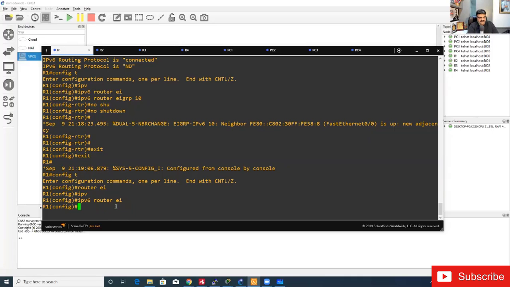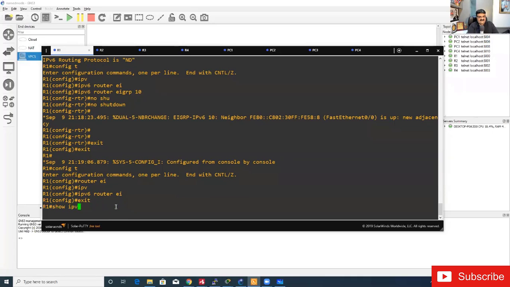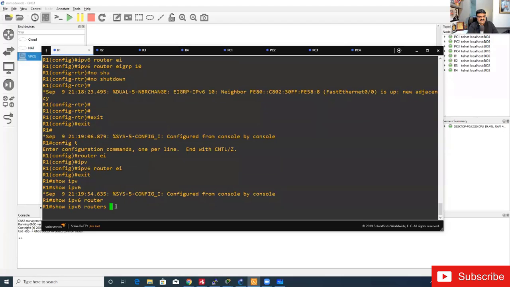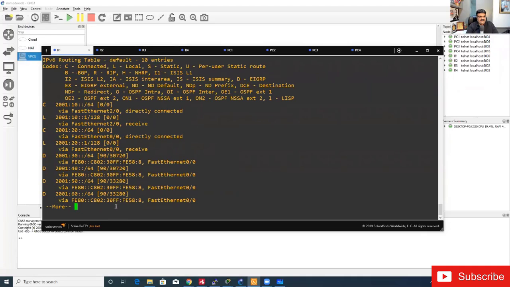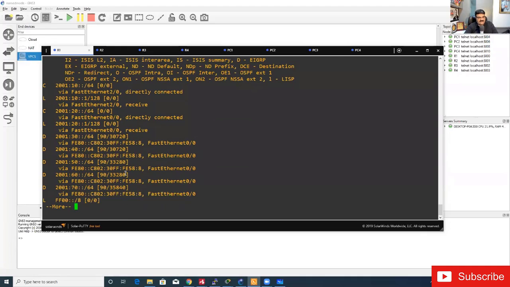Here, let me check the routing table. Show IPv6 route. Here I'm getting all the routes. There is no difference in the cost, nothing. We are using the same version. We don't have a different EIGRP version for IPv6 and IPv4, but we are using two separate command lines, two separate configuration modes to configure this.